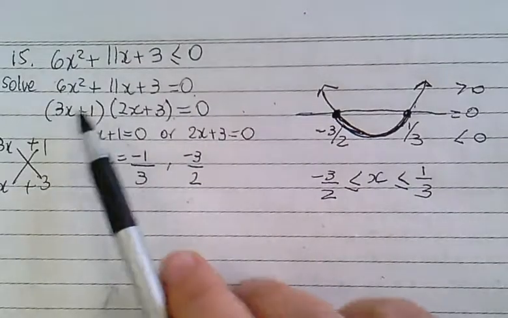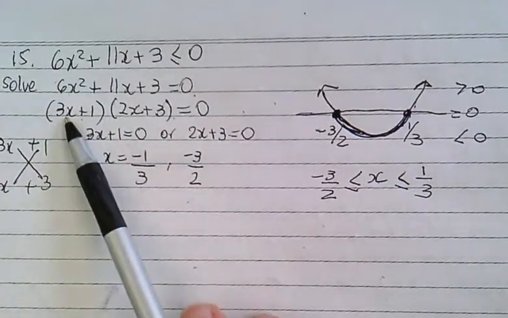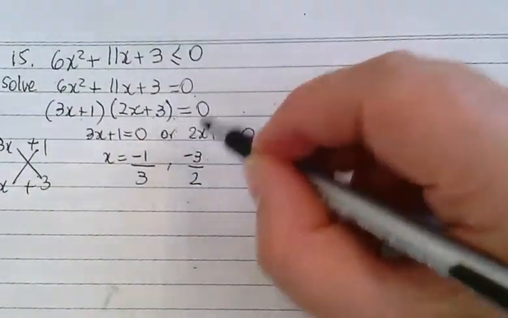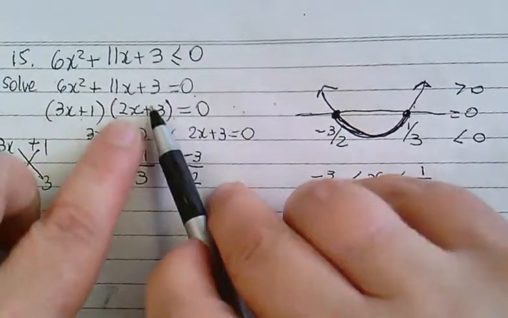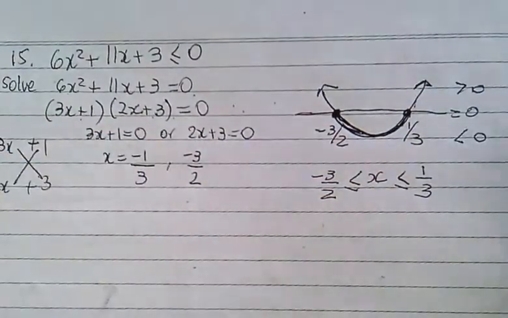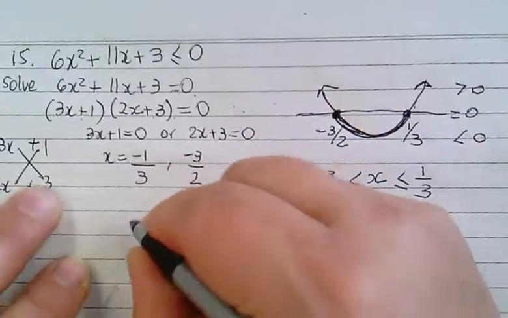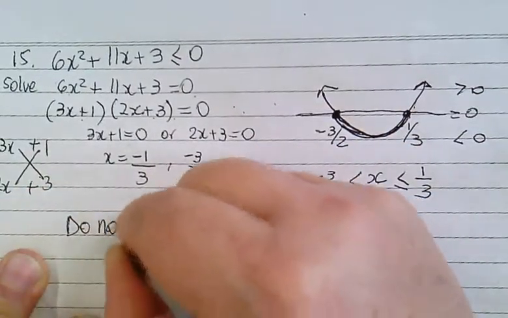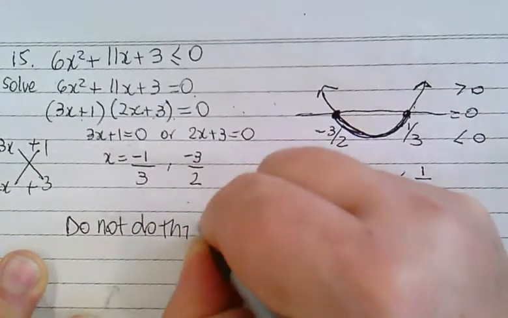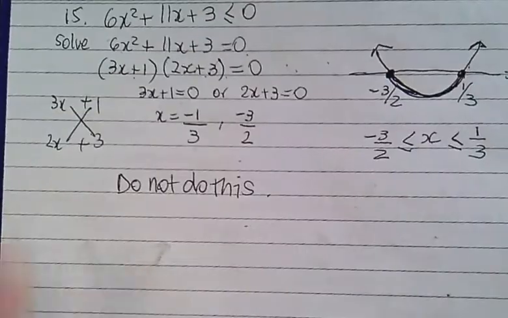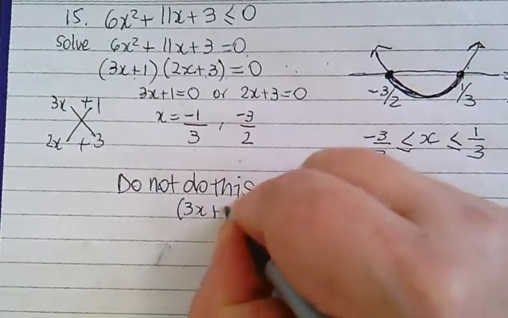So what I've seen so many kids do, they factorize it, but they keep this less than or equal to 0 and they say, well, that's less than 0 and that's less than 0, and they don't sketch it and they end up with wrong answers. You do not do that. Do you know what I'm trying to show you? I'm trying to say, do not do the following. Do not do this, which I'm about to show you. This is what you don't do.